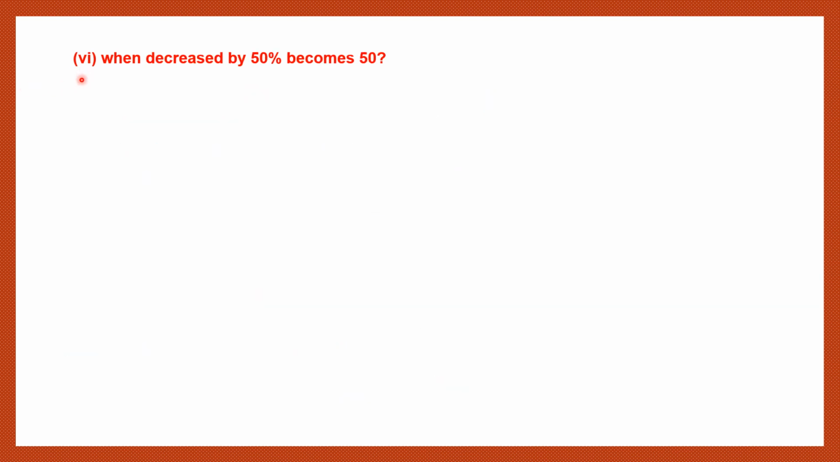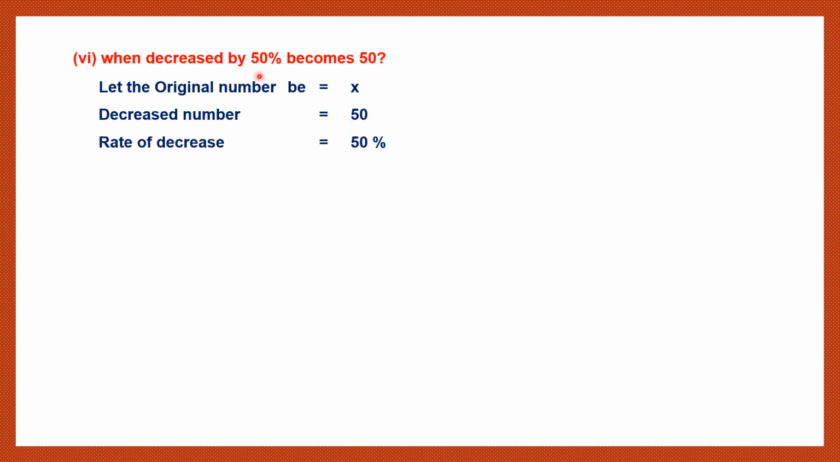Question 6. What number, when decreased by 50%, becomes 50? So we have to find that original number. Let the original number be x. The decreased number is given to us. That means x has now become 50. So this is given to us. And the rate of decrease is also given to us. By 50% it has reduced.